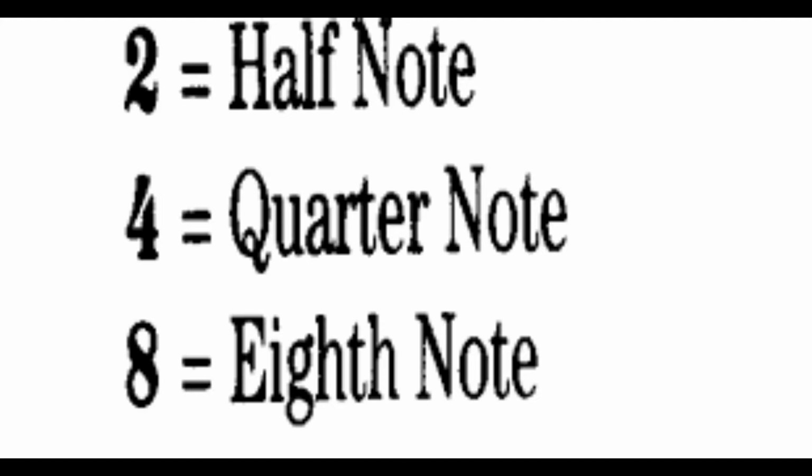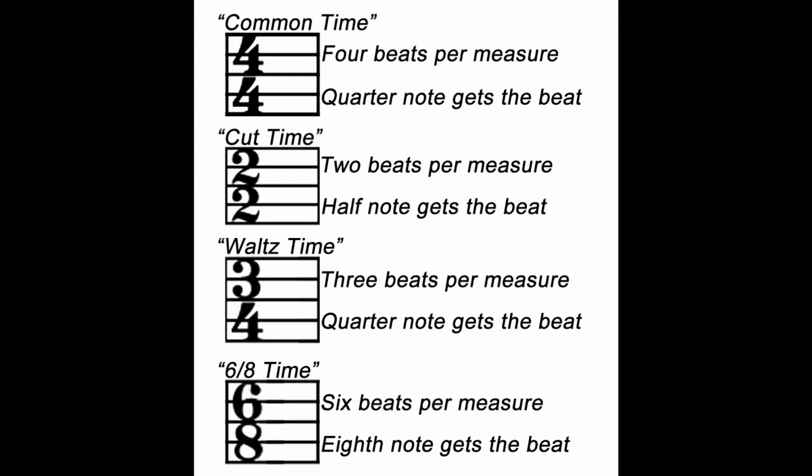Here is a list of the numbers that may appear on the bottom and what note they specify. Here is another list of common times used in music. Now, other time signatures are used for other types of music such as waltz, cut, and 6/8, and each of them vary in the tempo and the notes that are in each measure.